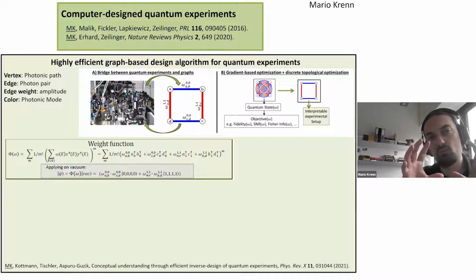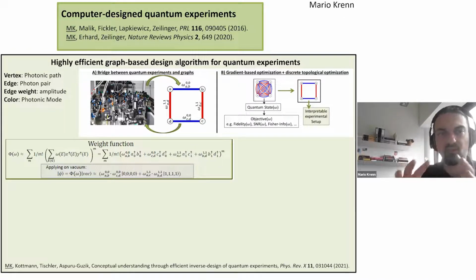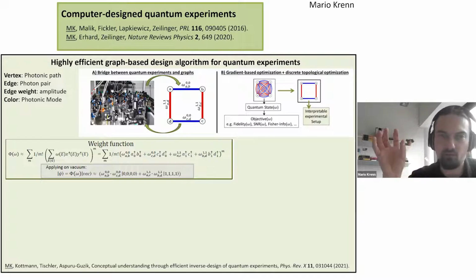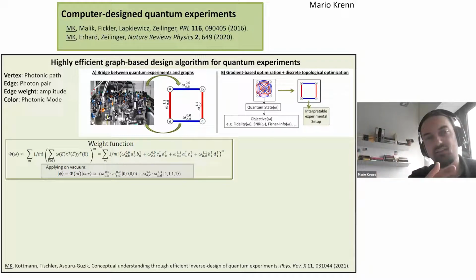So we designed a new algorithm that basically uses this graph-based representation at its core. So instead of working in the domain of actually experimental optics, it works now in the domain of graph theory. And here we use the idea that every experiment that we can build in the lab can be translated to a colored weighted graph, and each of those colored weighted graphs can be translated to an experiment.